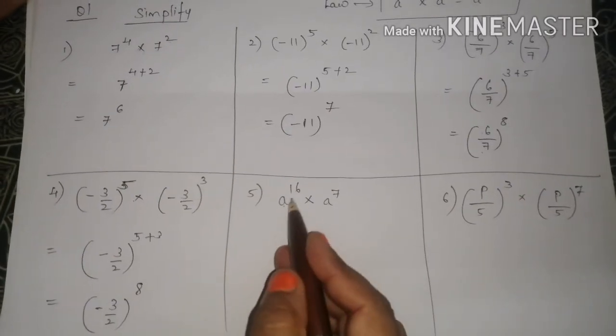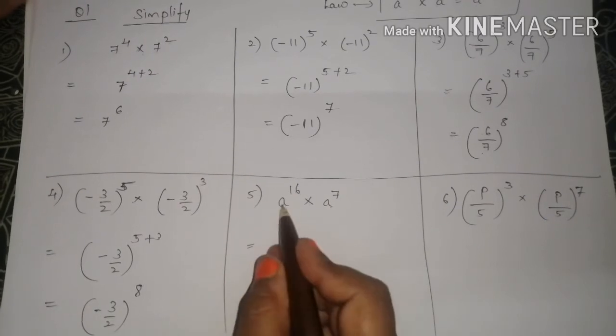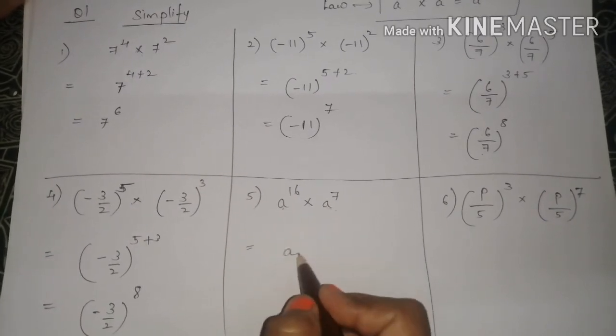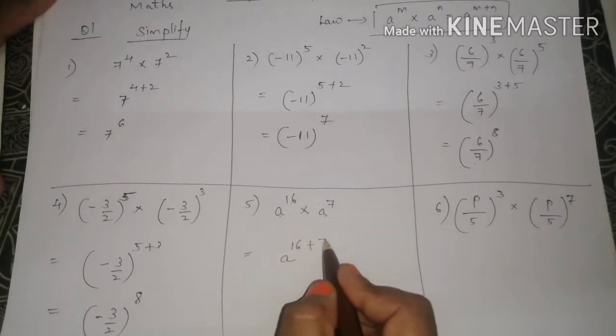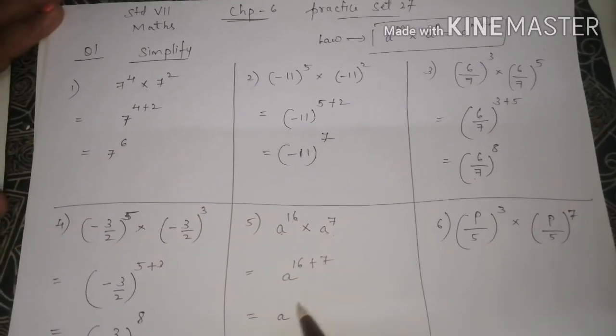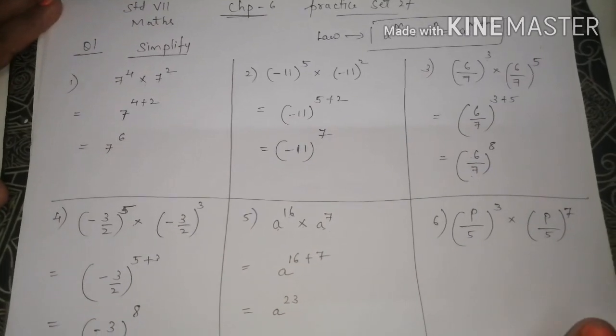See the fifth one, a raised to 16 into a raised to 7. Write the base. Base is same, write it one time. If multiplication is there, we add the powers, 16 plus 7. So a raised to 16 plus 7 is a raised to 23.